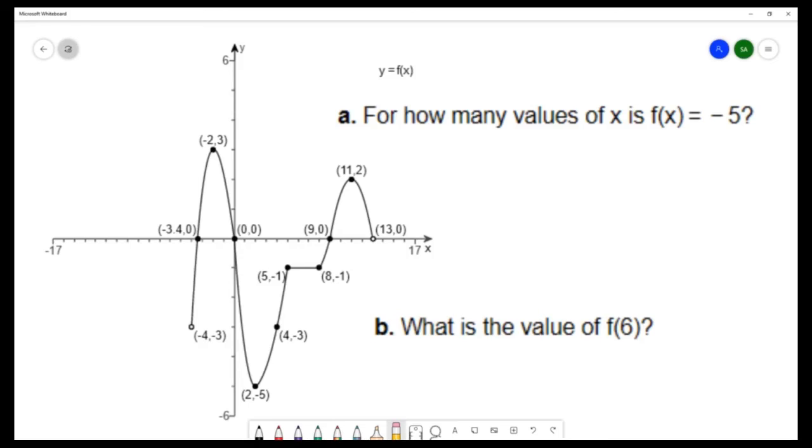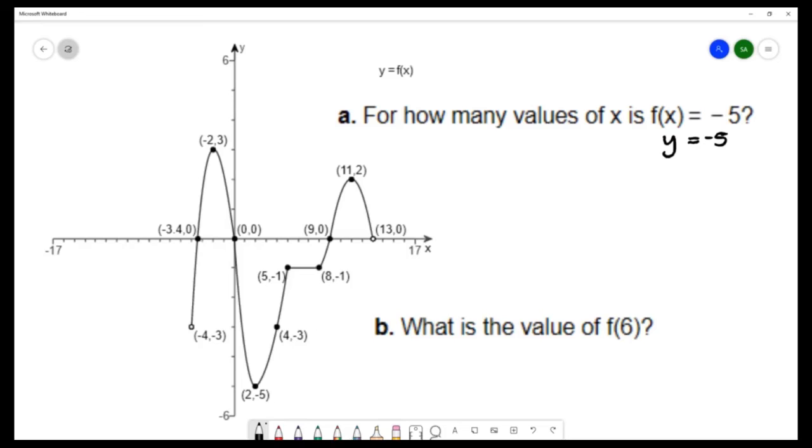On this question, we have a picture of a graph, and it's labeled as a function, y equals f of x. We have two questions related to this picture. The first one says, for how many values of x is f of x equal to negative 5? Let's think about what these symbols mean for a second. We have to remember that f of x is the same thing as y. So this is saying y equals negative 5.